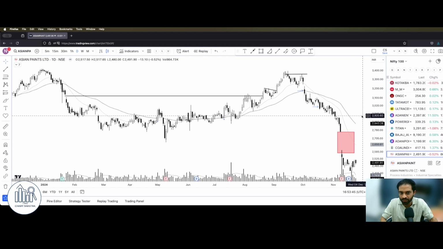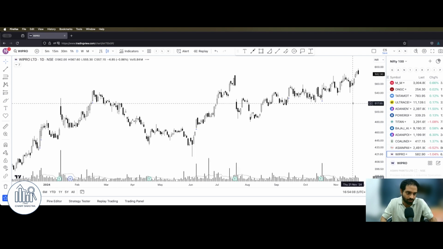Asian Paints, again, one of the weakest names in the Nifty 100. As you can clearly see here, there was a big gap down because of the results, and it has not even tried to recover or reach this level despite the market recovering. So this indicates that the larger money has already exited from this stock.